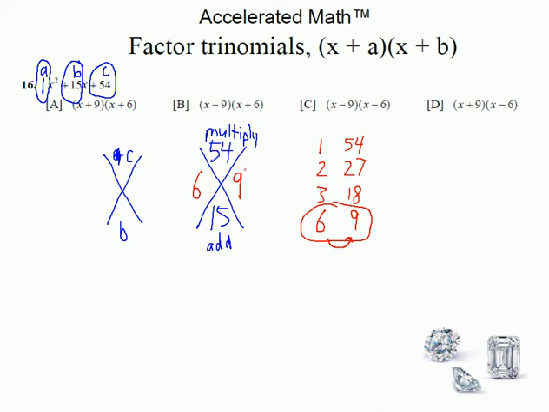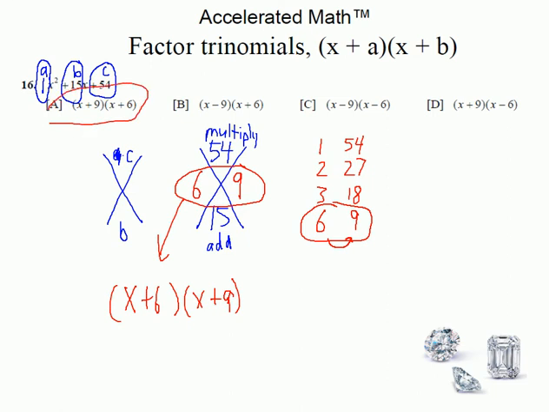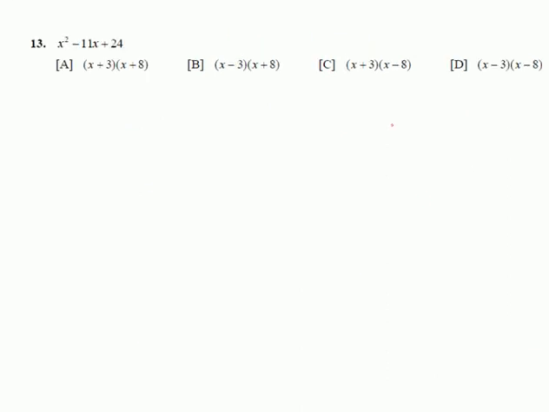All right, once you do that, then you've found what goes into the binomials. So what you're going to do is put this down here into these two parentheses, x plus 6 and x plus 9, and that is the solution. So we're going to look up here, and it's right here. And you can see what they're doing. They're giving different combinations of addition and subtraction, trying to fool us, and we're not going to get fooled. All right, let's move on to another one.